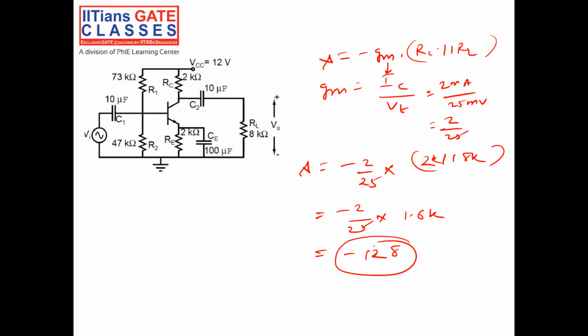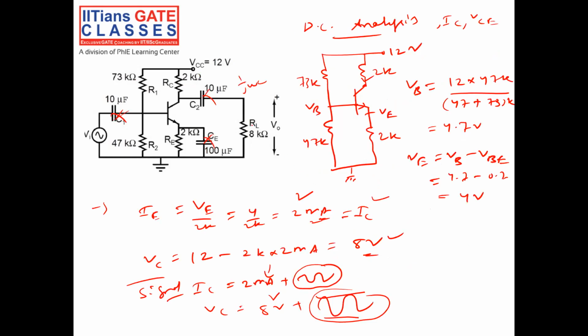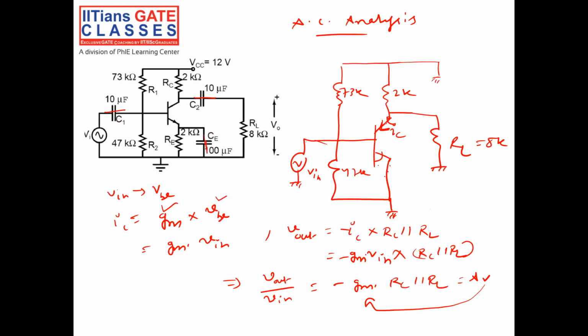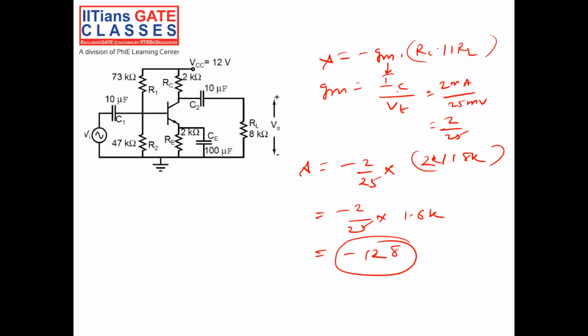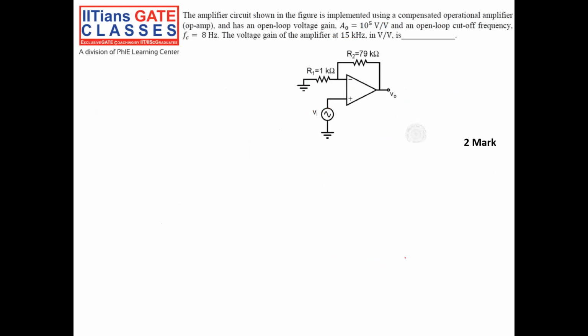So it is a very simple question. First, you have to do the DC analysis. From the DC analysis, calculate the collector current. Then the gain is nothing but minus IC into RC parallel RL. I know IC is Gm into VBE, and Gm depends upon my DC collector current, 2 milliampere by 25 millivolt. Then I apply all the values to get the voltage gain. Okay, let's see the next question.